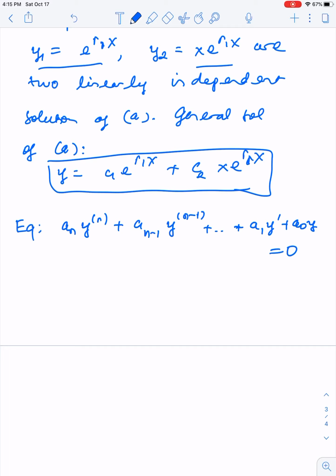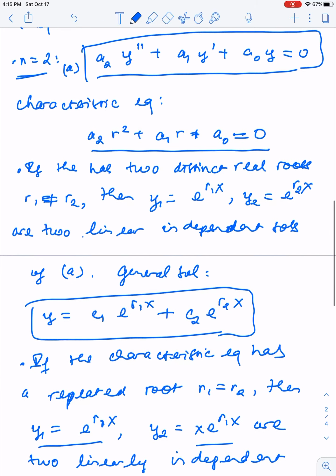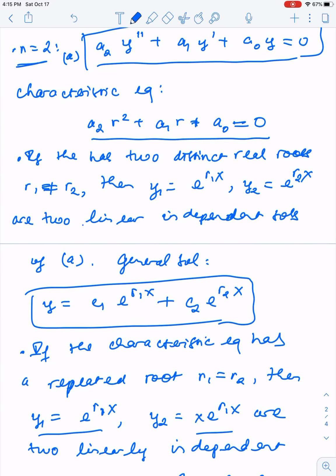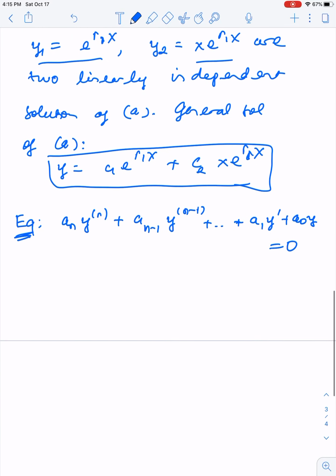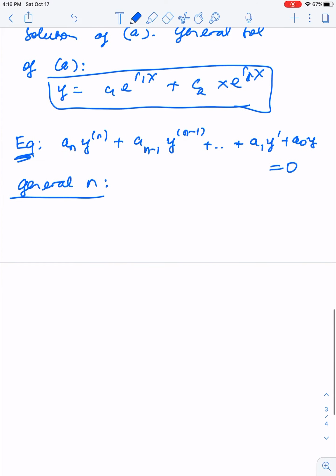Hey, let's continue the lecture. So consider this equation. This is the equation we want to solve. Homogeneous equation with constant coefficients. And we already know how to solve it for n equal to 2. We already presented that above. Now we can repeat that process for general n. For general n, we can repeat the same process as above.